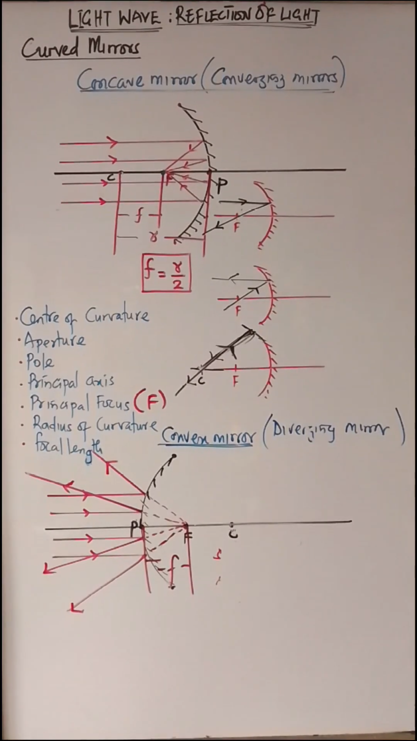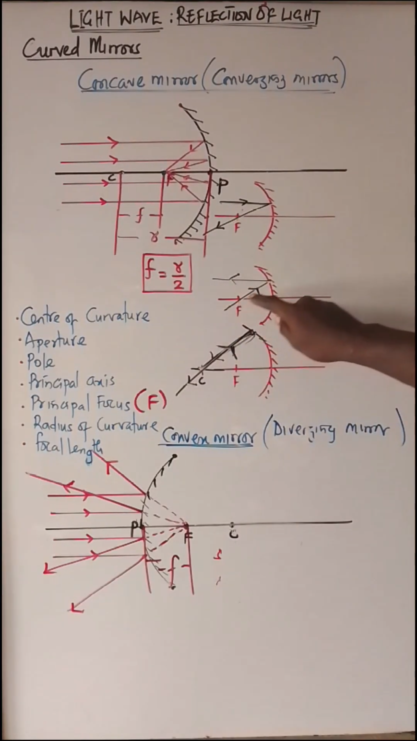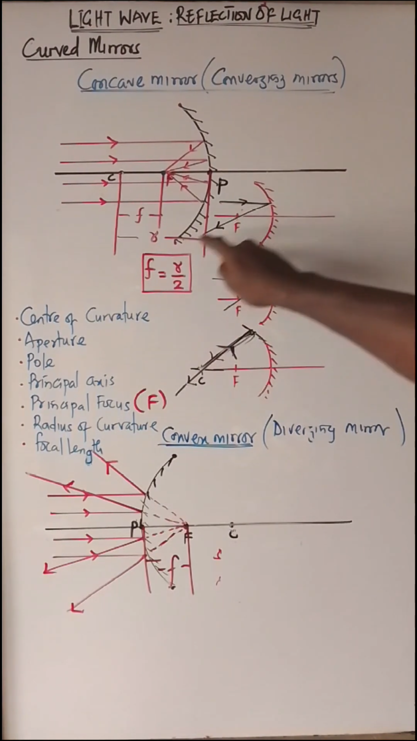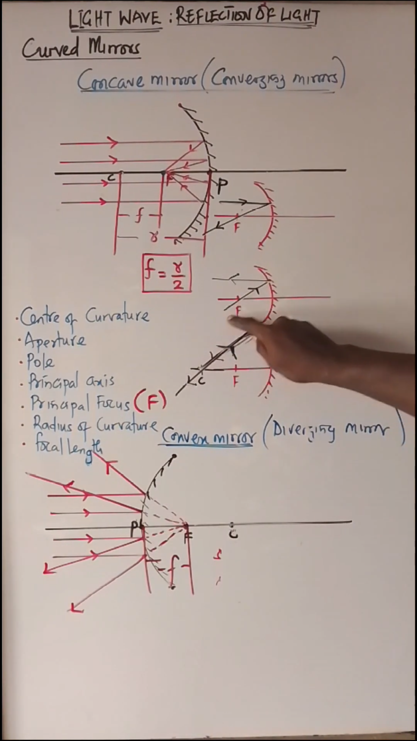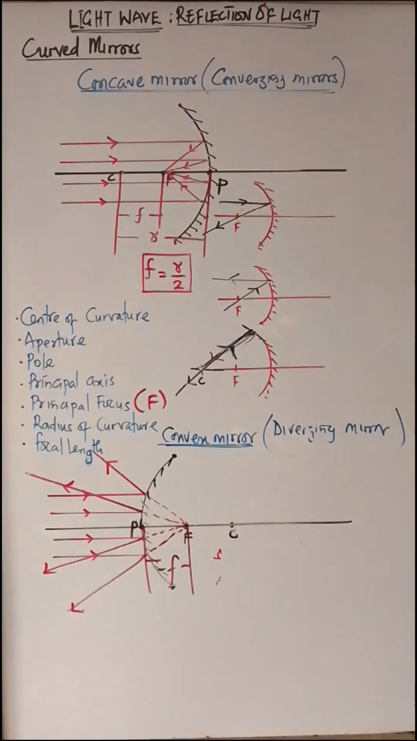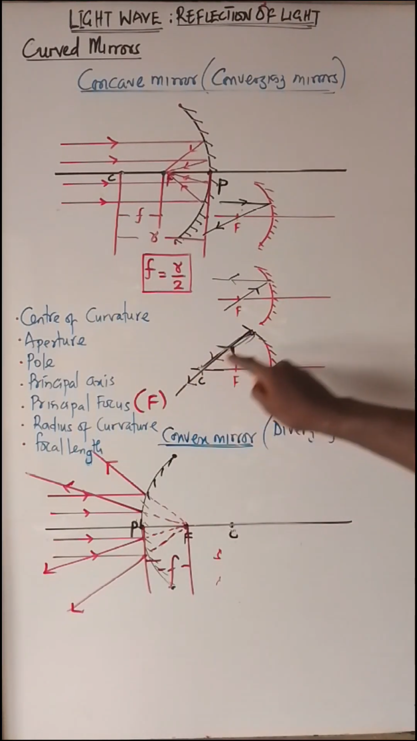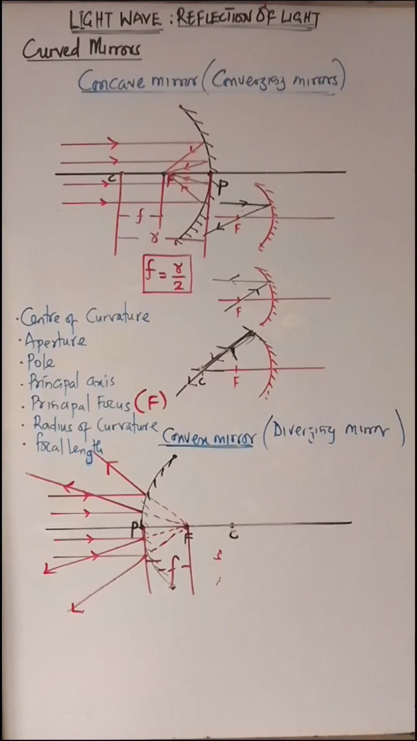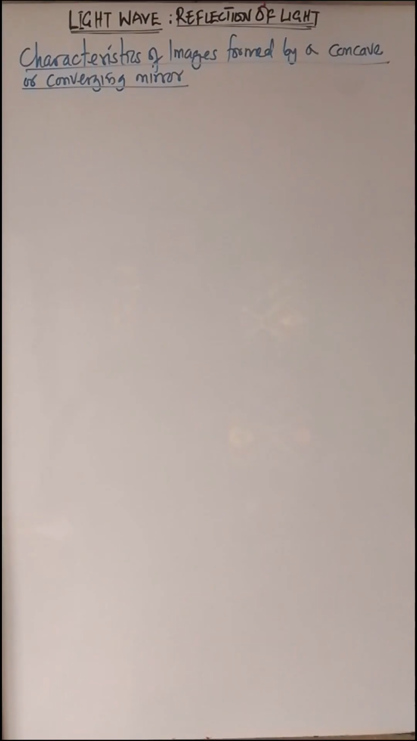Don't forget this. Any ray parallel to the principal axis will be reflected through the principal focus. Any ray that passes through the principal focus will be reflected parallel to the principal axis. Any ray that passes through the center of curvature will be deviated 180 degrees, meaning it's going to be reflected through the center of curvature. Draw these three diagrams out and write the points below each or above. Let's take them one by one.